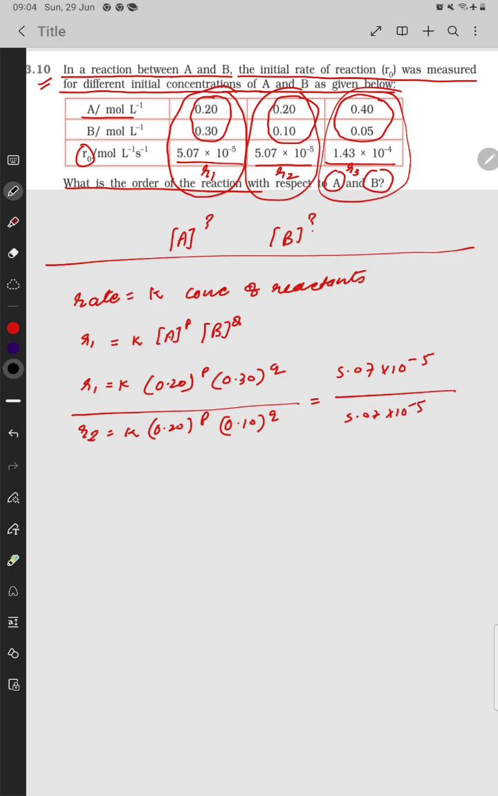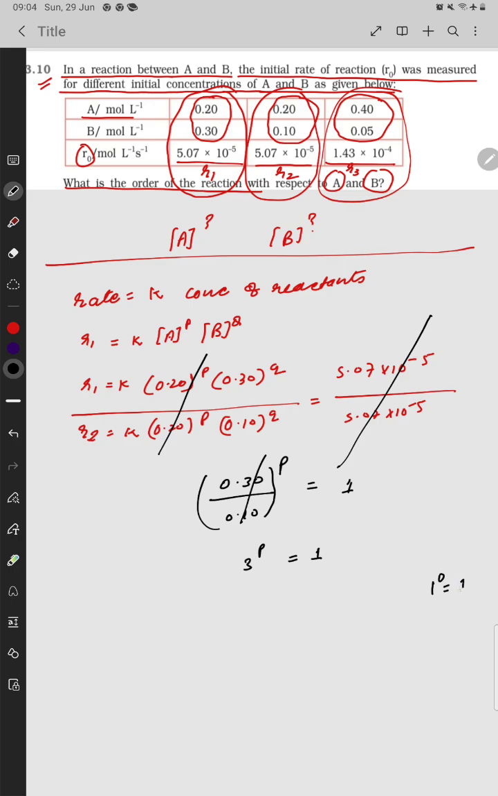So dear student, what is going to happen? This cancels out, and this cancels out. What is left here? 0.30 upon 0.10, to the power Q, and here it is 1. If you divide, it becomes 3 power Q is equal to 1. How does the 1 come out, student? Anything power 0 is 1. So 3 power 0 means 1.